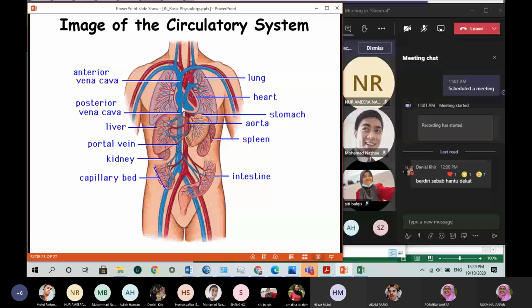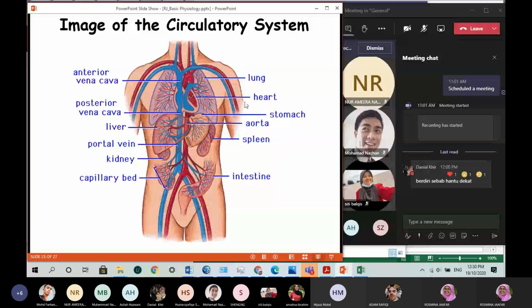And you will see here, capillaries are present between the arteries and the veins. So the blue are the veins, the red are the arteries, based on function.